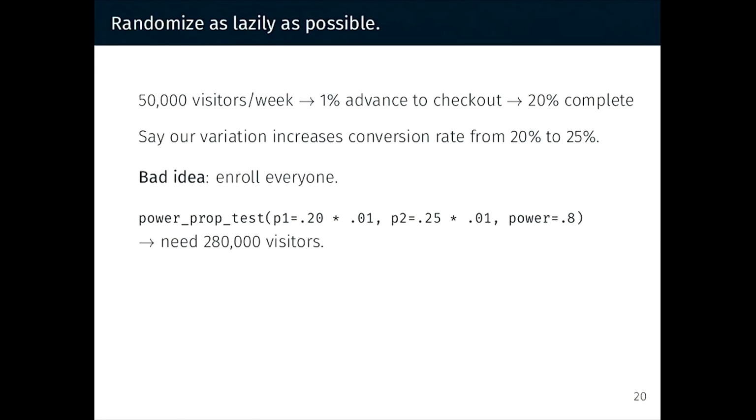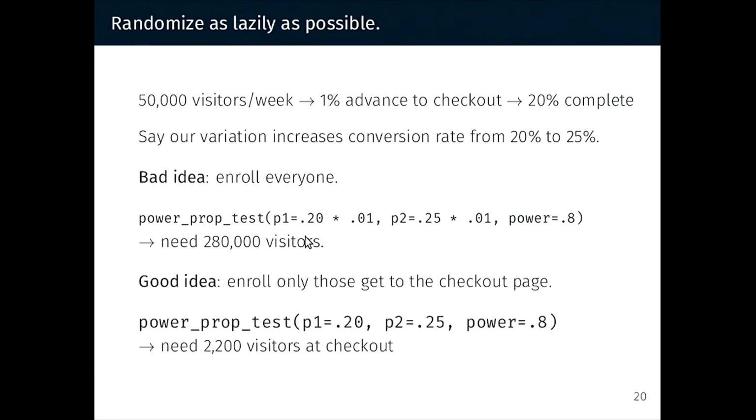Okay, the simple idea and the bad idea is to enroll all visitors in your experiment. So every time a visitor comes to your web page, you immediately randomize which version of the checkout page they're going to see when they eventually get there, and you record that in your database, which bucket they've been placed in. And that means that the total conversion rate that you're looking at is 20% times 1% of all the visitors, compared to 25% of 1%. And those are very small proportions, and so this power calculation says we need 280,000 visitors, so a lot of visitors.